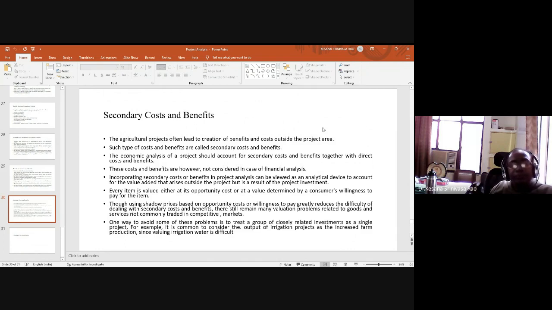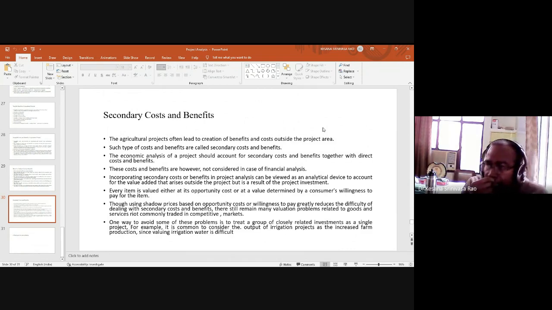Though using shadow prices based on opportunity costs or willingness to pay greatly reduces the difficulty of dealing with secondary costs and benefits, there still remain many valuation problems related to goods and services commonly traded in competitive markets. One way to avoid some of these problems is to treat a group of closely related investments as a single project. For example, it is common to consider the output of irrigation projects as the increased farm production, since valuing irrigation water is difficult. So these are the secondary costs and benefits which may be avoided to some extent.